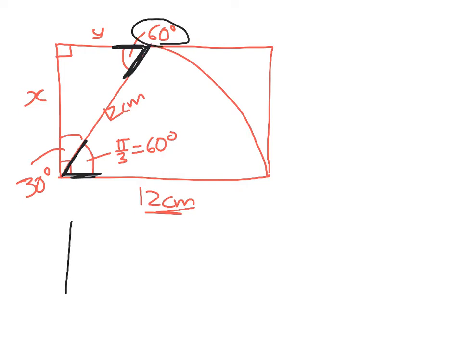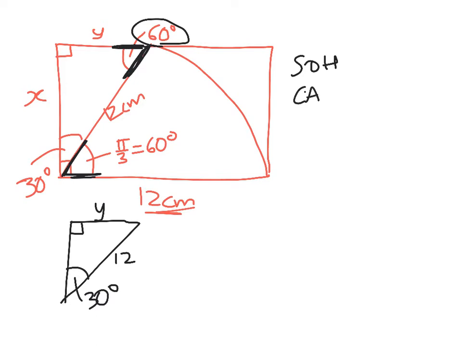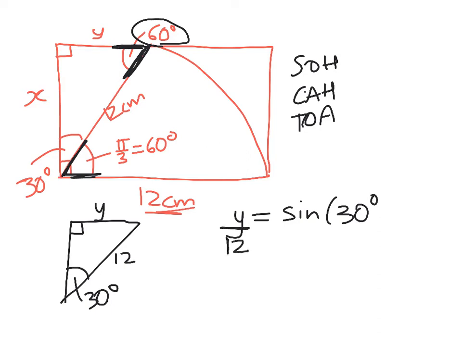Okay, so if we just split the triangle out now, we're going to try to find y first, and this angle is 30 degrees, and this is 12. So using SOHCAHTOA, we get that y over 12 is equal to sine 30 degrees. This is the opposite, and this is the hypotenuse.